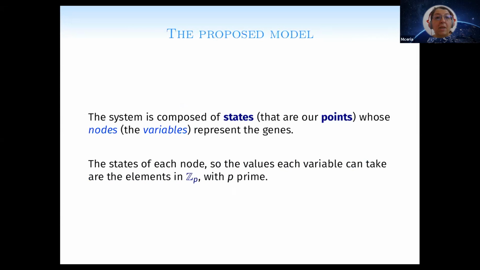That is, our system is composed by different states in time that are our points, our data points, and the nodes, the coordinates, or if you prefer the variables, represent the single genes. The coordinates will take value in Z_p with p prime. So finite field of size p with p prime.